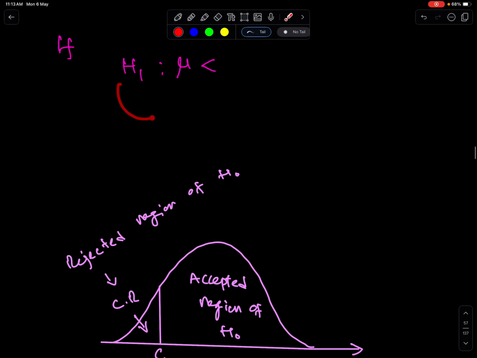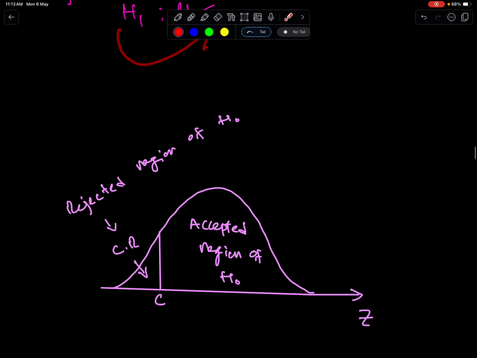So when H1 involves a lesser sign, then we perform a lower tail test, and the critical region is on the left side of the zero. This is the critical region, and this is the boundary of the critical region. Critical region is also known as the rejected region of H0. Here we reject H0. And this is the accepted region of H0.